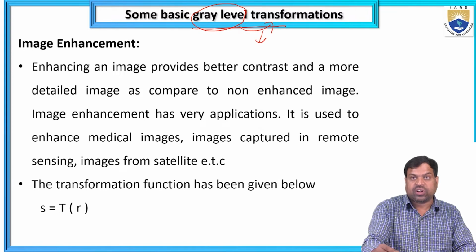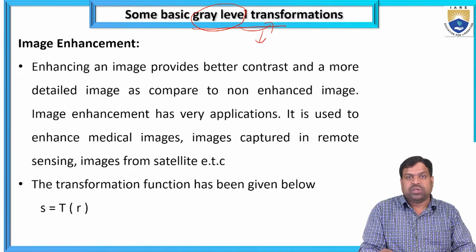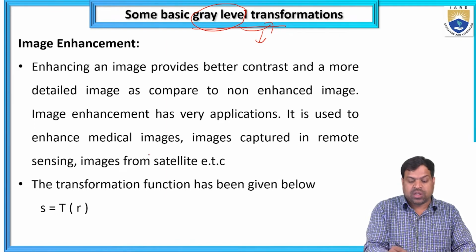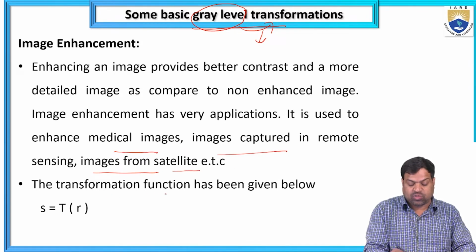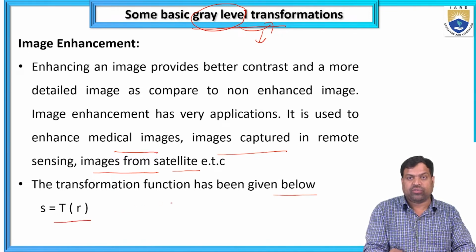Before going to the gray levels, we are going for image enhancement. So, what is image enhancement? Enhancement provides better contrast and a more detailed image as compared to a non-enhanced image. Image enhancement has many applications. It is used to enhance medical images, images captured in remote sensing, images from satellites, etc. So, the transformation function is given below: S equal to T of R.